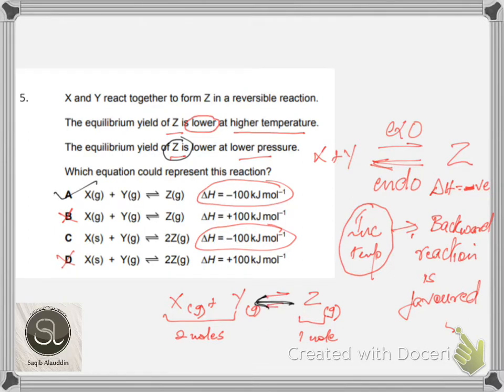Why? Because you have more moles on the reactant side and fewer moles on the product side, and when you decrease the pressure, equilibrium shifts towards the side with more moles, that is backward in this case, and that is exactly what we want, because as it shifts backwards, the yield of Z will be lower. So option A is correct. Option C is wrong, because there are 2 moles on the reactant side and 2 moles on the product side. So when you decrease pressure, you will not see an actual shift in the backward direction. So option A is correct.